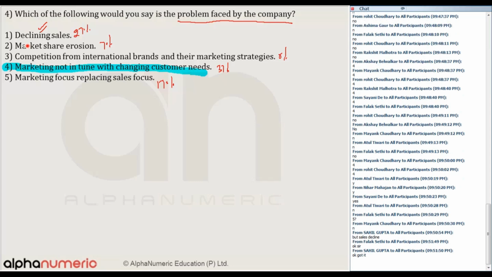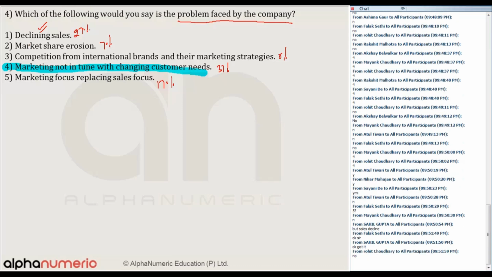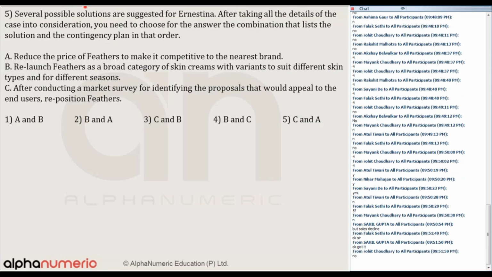Okay, I hope that you got it, Falak and Sahil. So does anyone have any doubts? Okay. Now, question number 5. Let me share the data first of all with all. So 0%, 3%, 20%, 13%, and 43%. All right, let's discuss that.